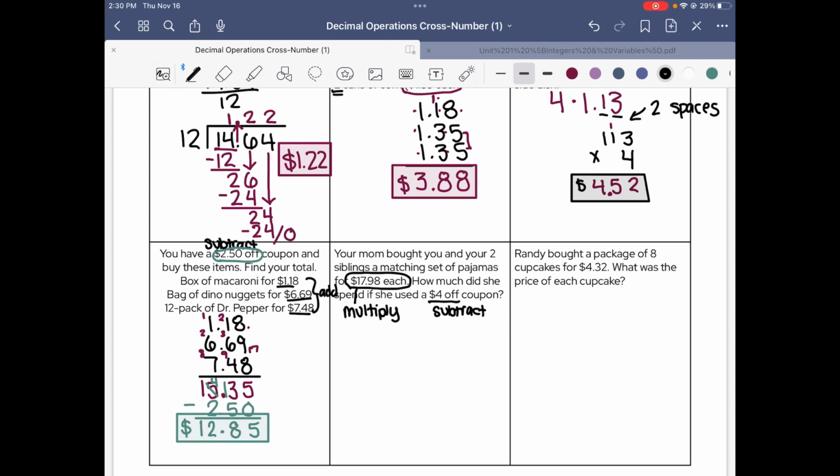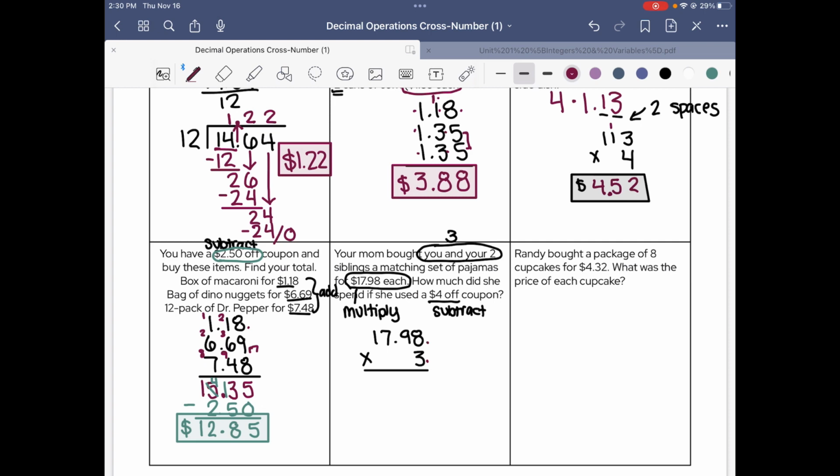Now, there is one slight part that is a little tricky about this problem. If your mom buys pajamas for you and your 2 siblings, how many people is that total? 3. So she has to go buy 3 sets of pajamas. So we're going to do $17.98 times 3. Remember to take multiplication 1 step at a time.